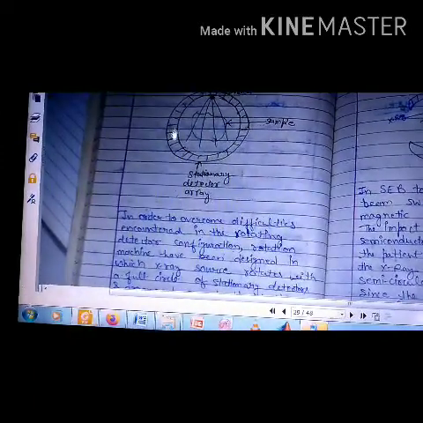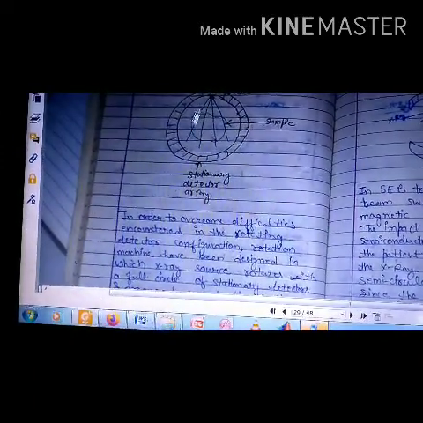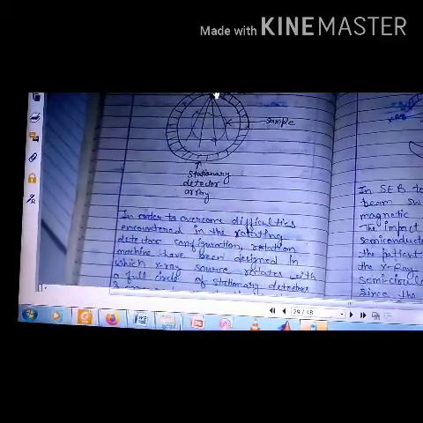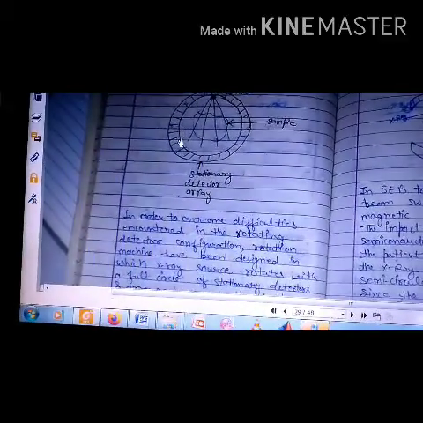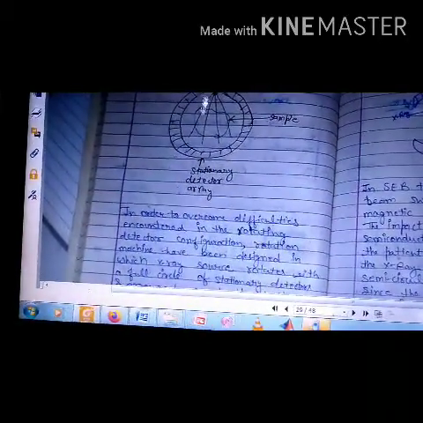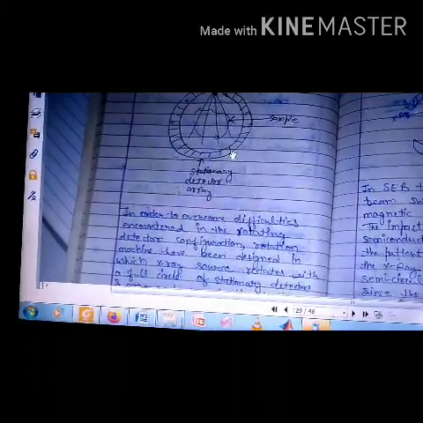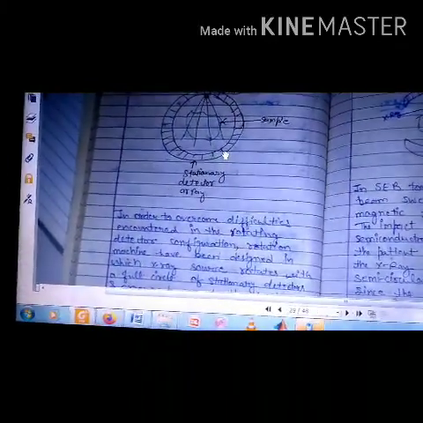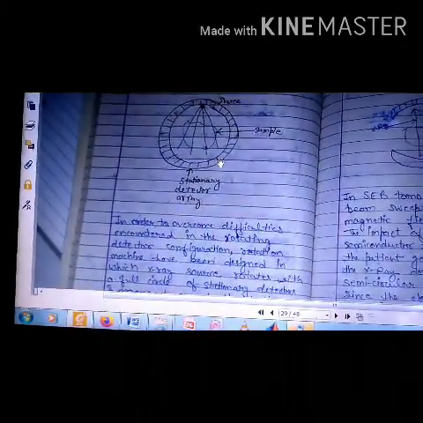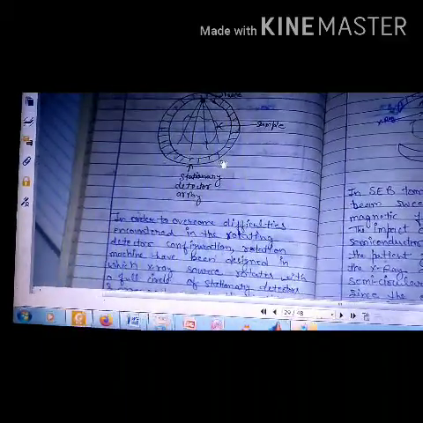So these all were the detectors which were attached. The sample is placed here, and then this X-ray source is rotated throughout, and each of the opposite detectors can detect or produce an image correspondingly.